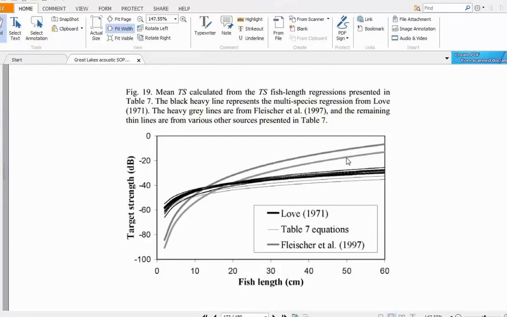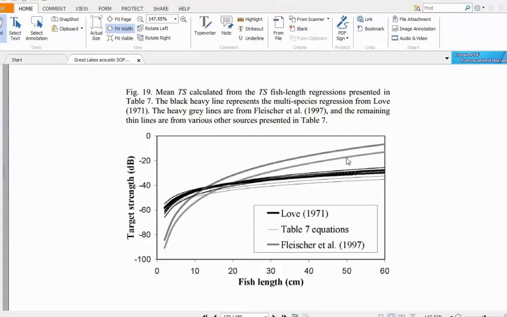Right. And this is just a graphic that shows the work of Guy Fleischer, who had done some other work on the Great Lakes. He was the one who really stepped maybe furthest away from all those other refinements that we saw there with that 20 log length form. There are certainly differences, but you can kind of see that they're similar. And this is in the same manual? Yeah.